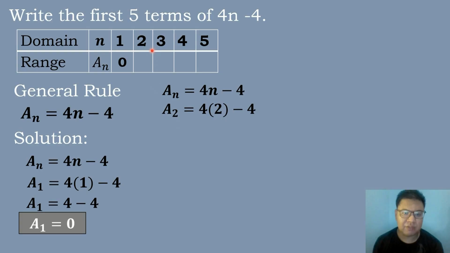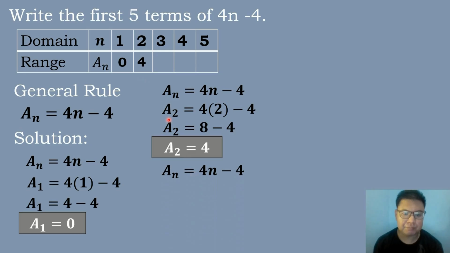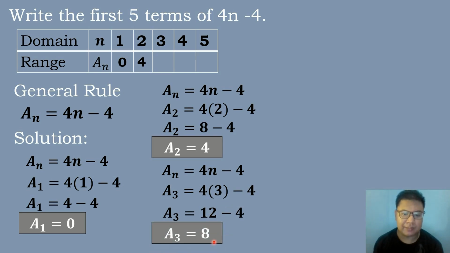Next, let's compute for the value of a sub 2 using the general rule. Substitute the value of n, which is equal to 2. So 4 times 2 is equal to 8, and then 8 minus 4 is equal to 4. So the value of the second term is equal to 4. Next, let's compute for the value of the third term. This time we substitute n equal to 3. So a sub 3 is equal to 4 times 3, which is 12. 12 minus 4 is equal to 8. So the value of the third term is equal to 8.